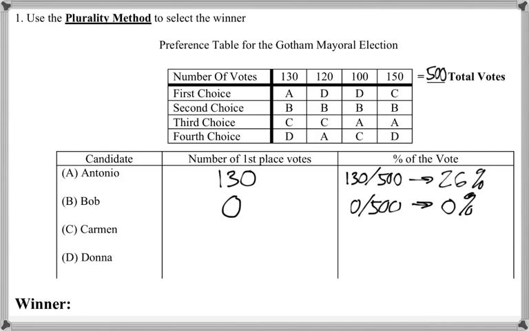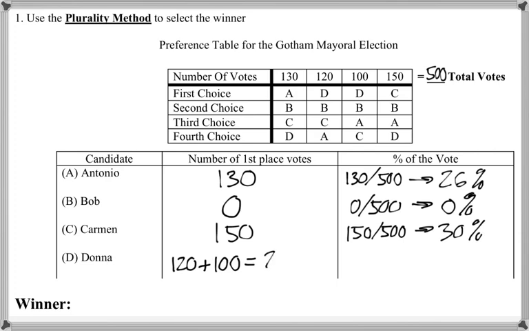Carmen got 150 first place votes, which is 30%. And then Donna got 120 plus 100 first place votes. So that is 220 total. Which is 44%. So Donna got the most first place votes, so she is the winner.